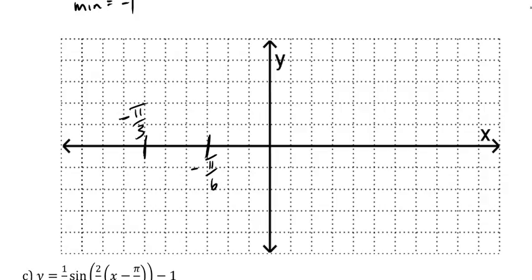Okay, and then I'm going to count over here. This is pi by 6, and this is 1, 2, 3, pi by 3, which is where I stop. So I'm going to have to scrunch my y-axis a little bit. That's okay. So I'm going to go 1, 2, 3, 4. I'll call this 4. 1, 2, 3, 4. Call this negative 4. So I start at my min of negative 1.